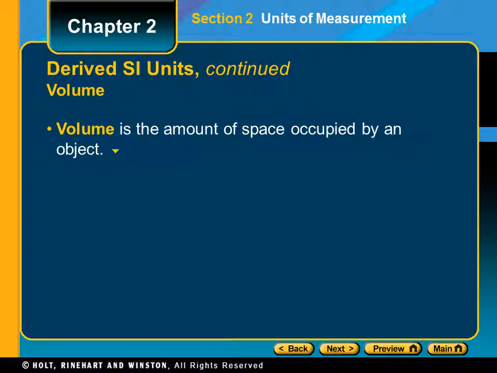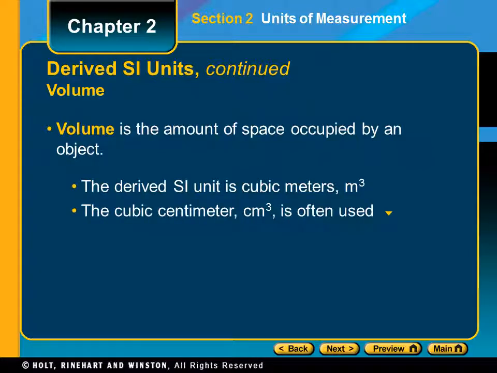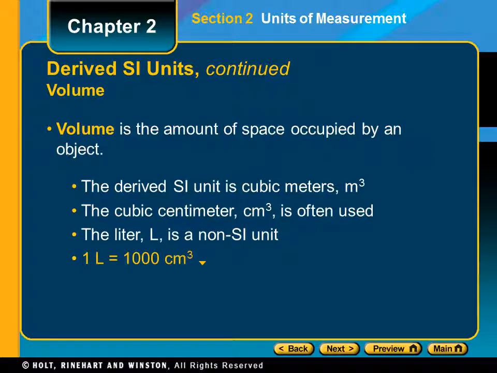All right, volume. Volume is the amount of space occupied by an object. And we said the derived SI unit is cubic meters. We can use the cubic centimeter. But the liter is a non-SI unit. So even though the liter is the metric unit for volume, it's not the scientific standard for volume. So you're going to have to understand conversion, right? If you have 1 liter, it's the same thing as 1,000 cubic centimeters. If you have 1 milliliter, it's the same thing as 1 cubic centimeter. And that's important because we're going to talk about conversion and conversion factors.